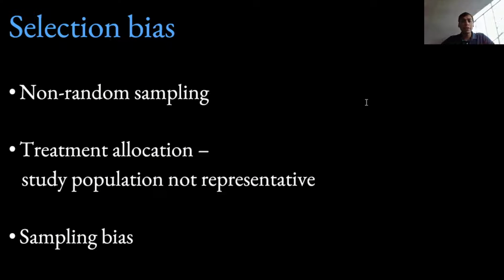So the bias while recruiting participants is mainly a selection bias. It can result from non-random sampling. It can also result from treatment allocation in which the study population is not representative of the target population. It is most commonly a sampling bias.